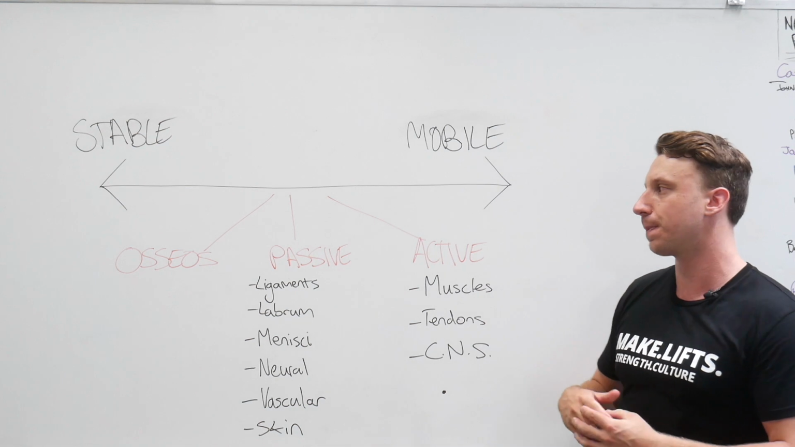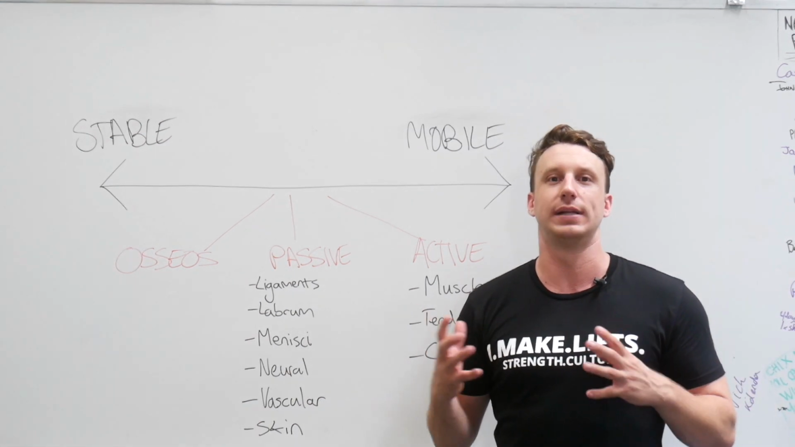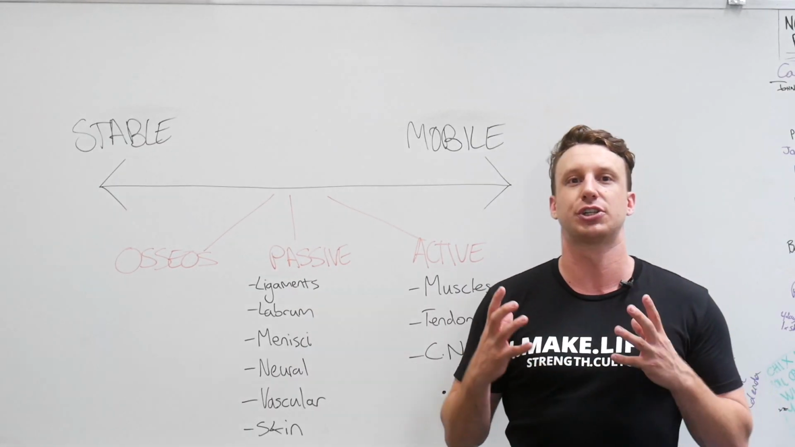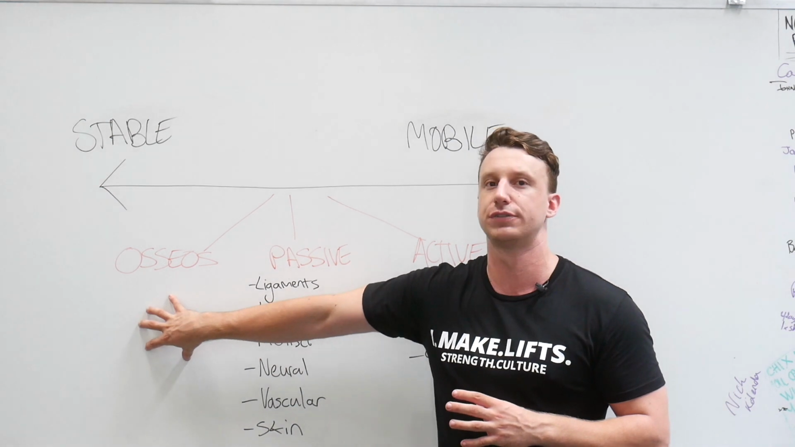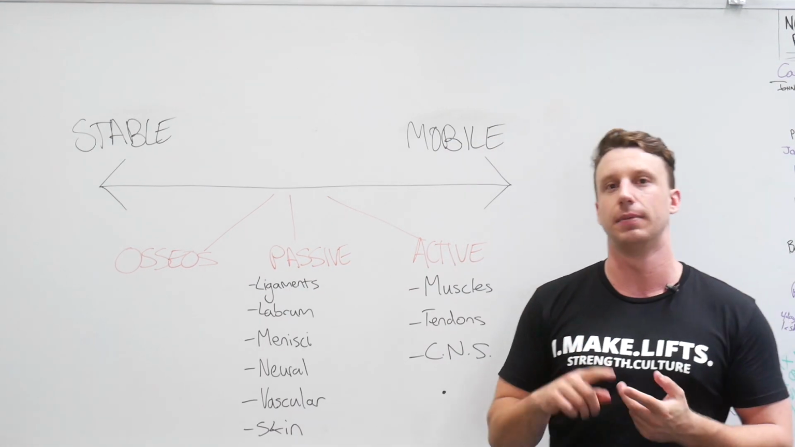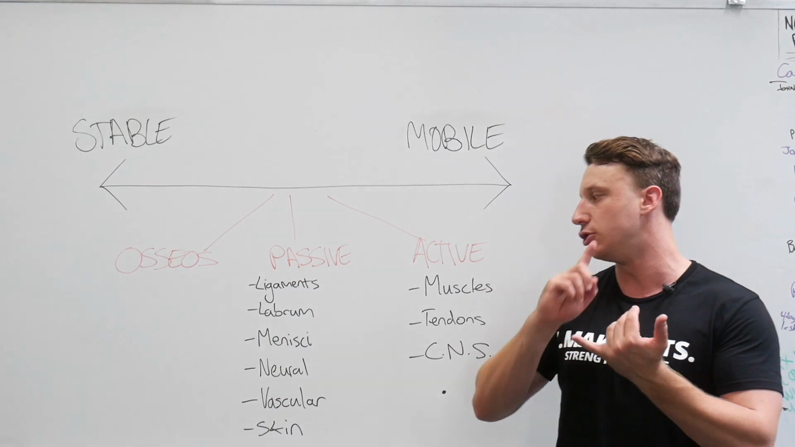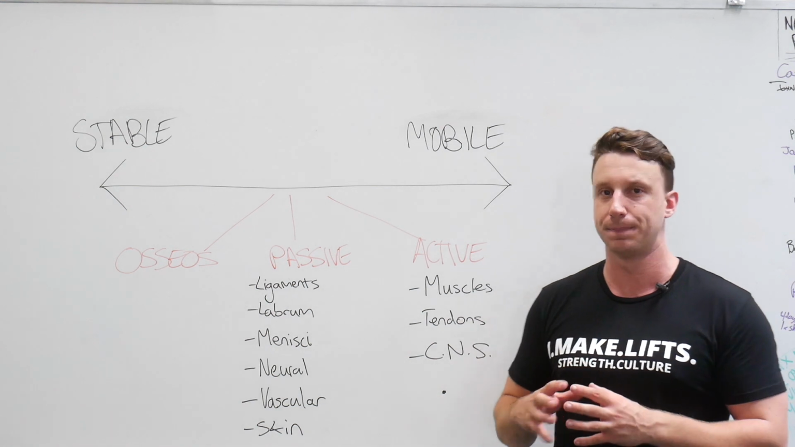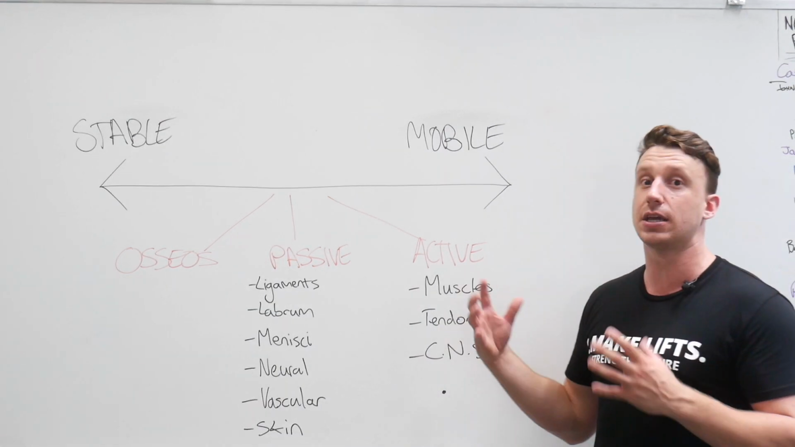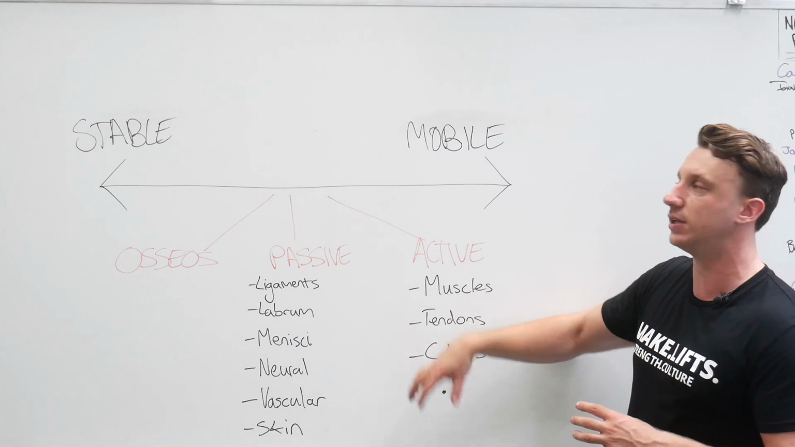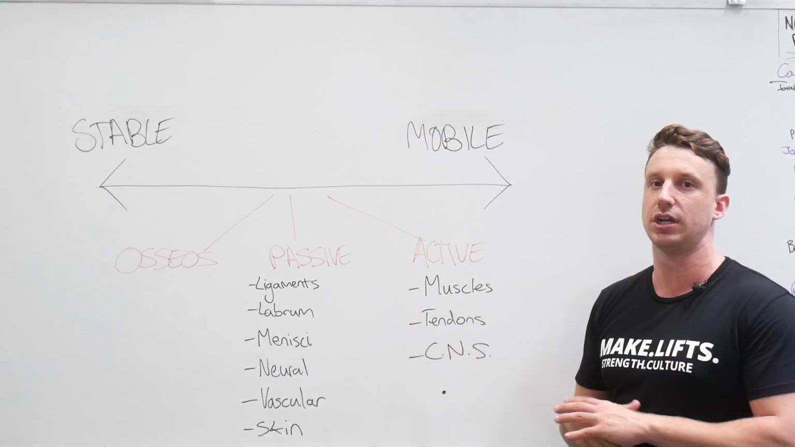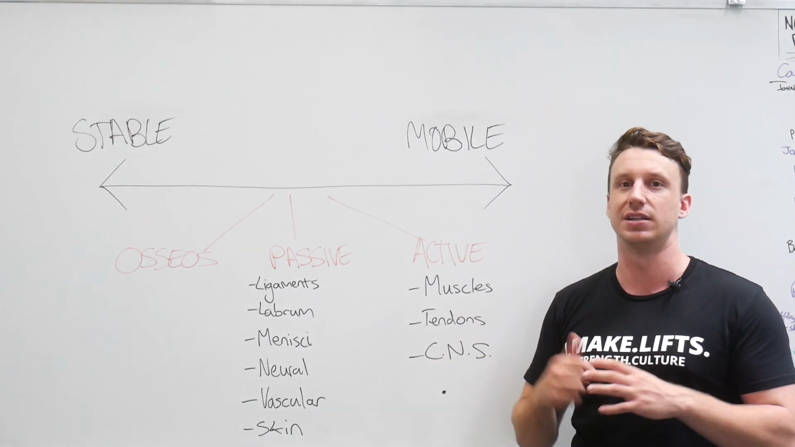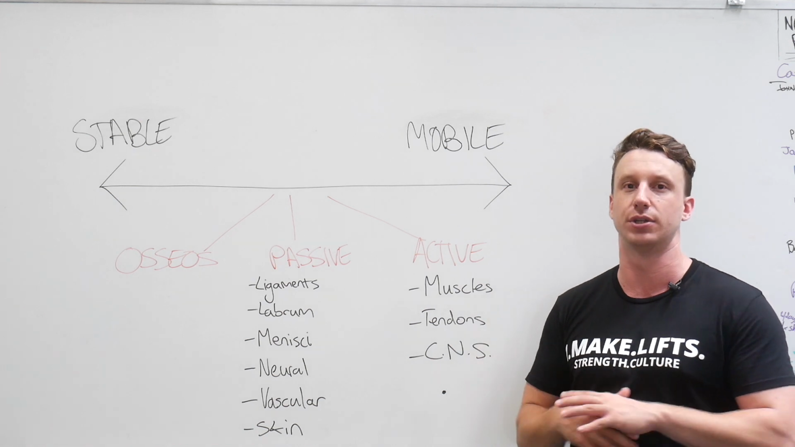So just to recap, all joints live on a continuum of stability and mobility, and the inherent structures of those joints, the osseous formation and the passive restraints of the ligaments, labrums, menisci, neural and vascular systems, and the skin, offer a certain amount of stability for that joint. As coaches, in any capacity, the only real way that we have influence on affecting the stability or the mobility of a joint is through the active restraints: muscles, tendons, and the central nervous system input into those two.